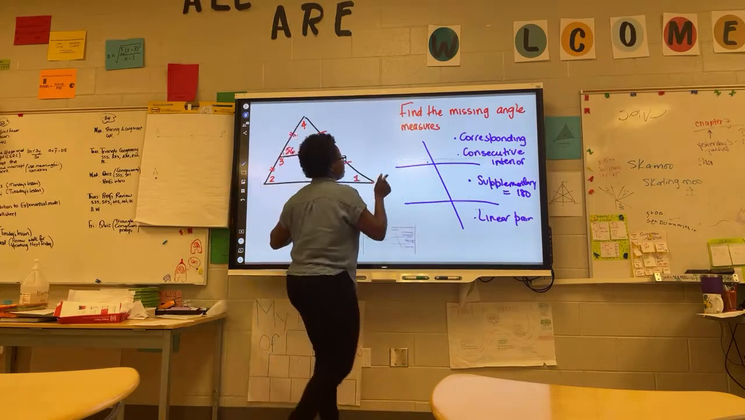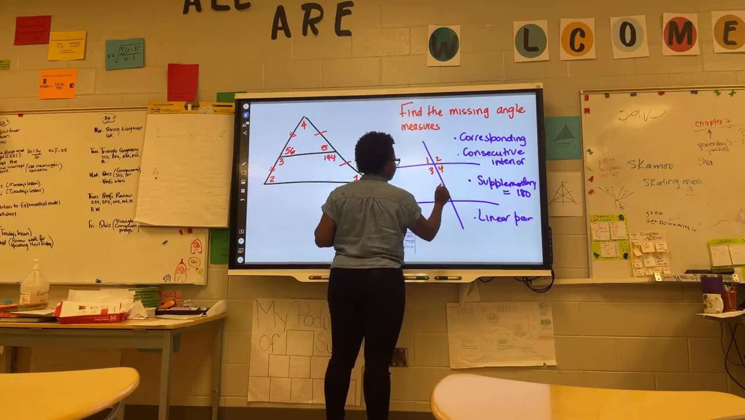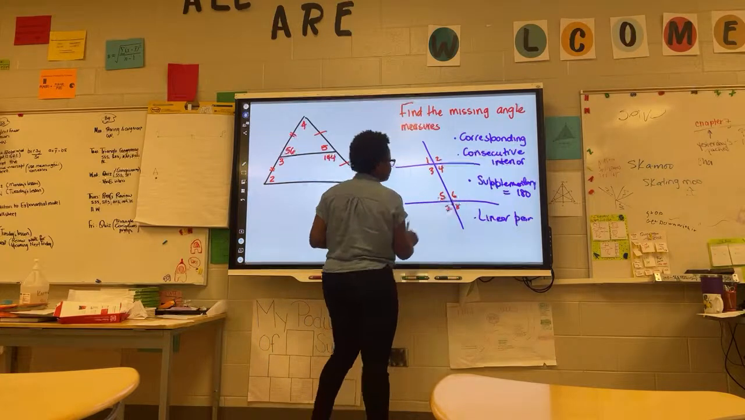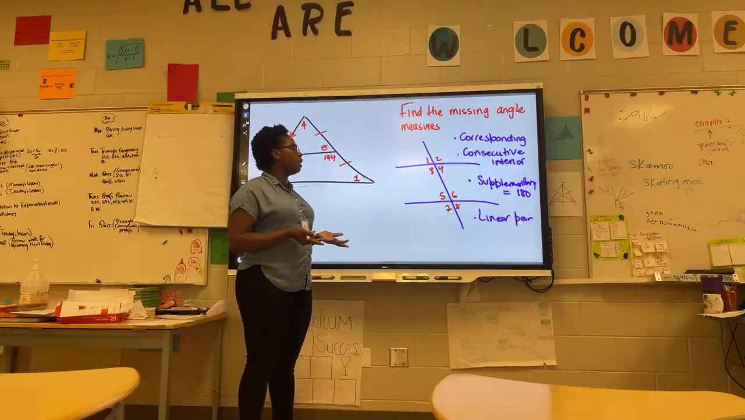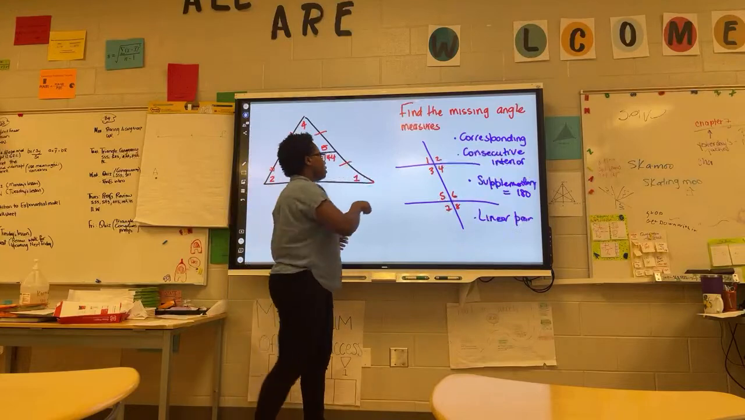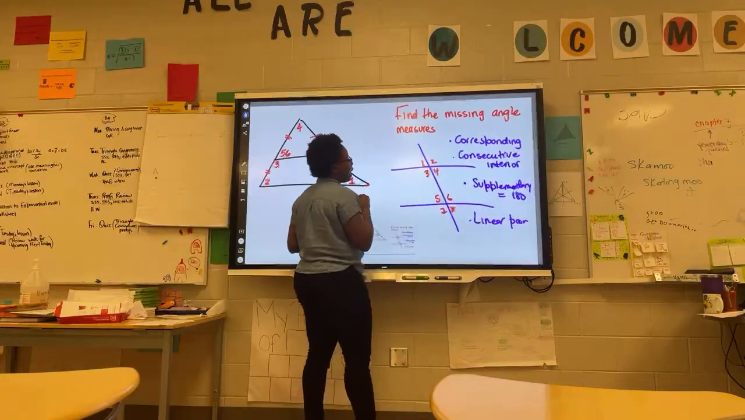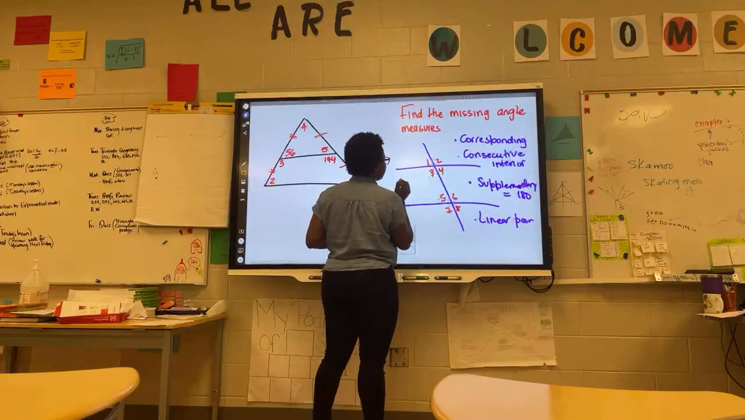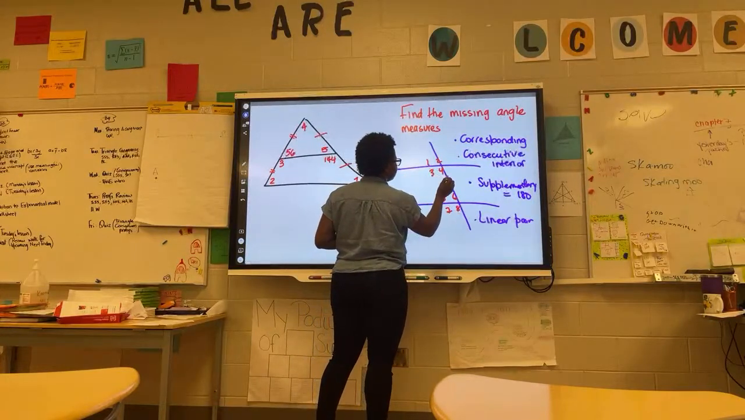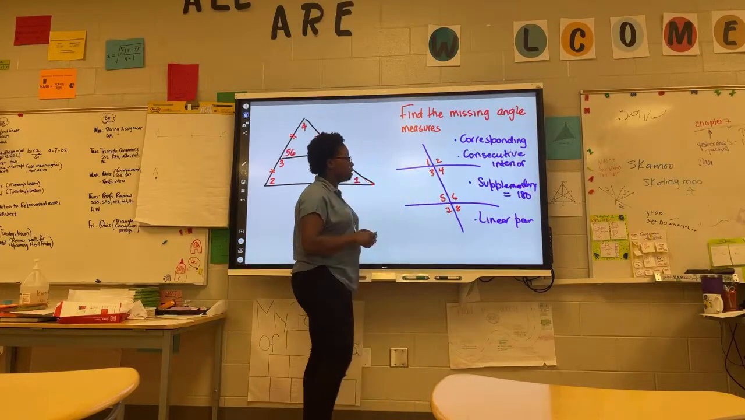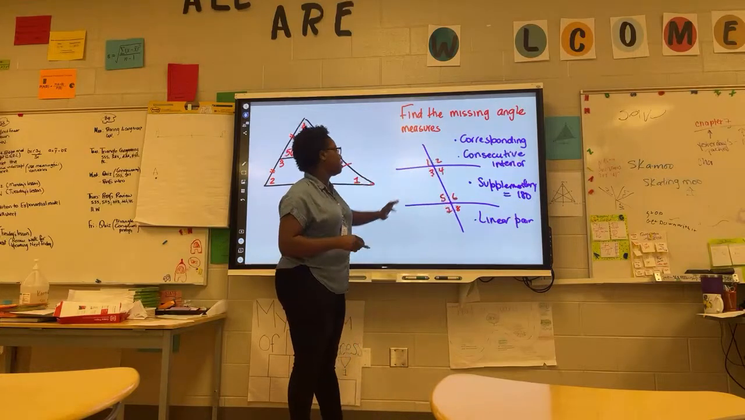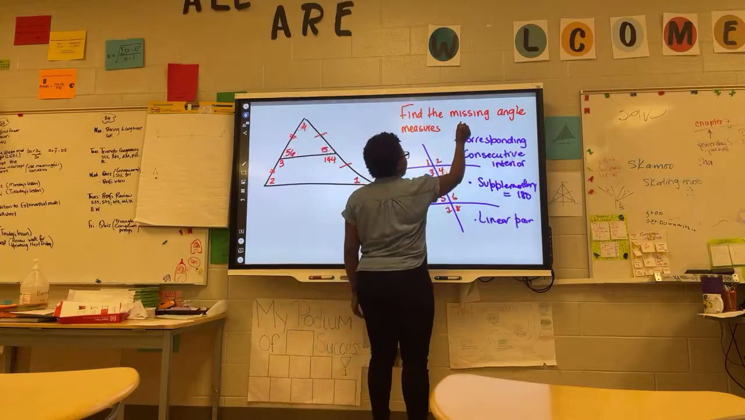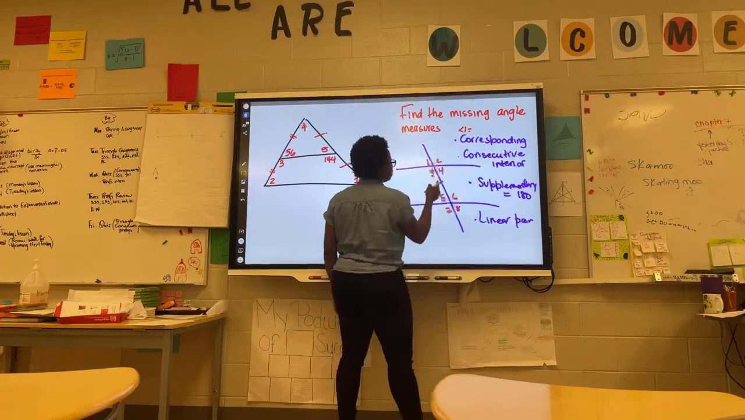Alright, so let's use the red. 1, 2, 3, 4, 5, 6, 7, 8. If you think about corresponding angles, we say corresponding angles are equal. And they're equal because if I should cut this transversal into two equal parts, as in right here, and I bring the bottom part to fit on the top part, you will realize that angle 1 is equal to angle 5.